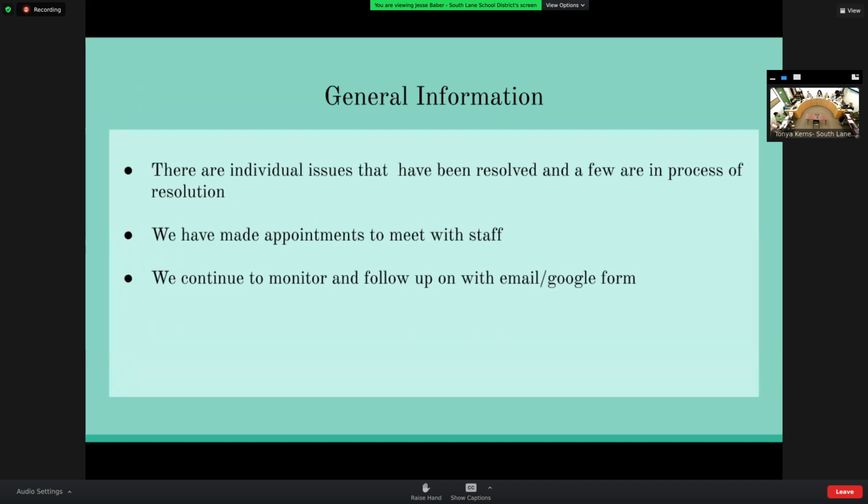And finally, general information. There are individual issues and questions that have been resolved, and there are others that are in the process of resolution. We have reached out to staff and we have made appointments to meet with several staff, and those will be ongoing. And we will continue to monitor and follow up on email and with the Google form.